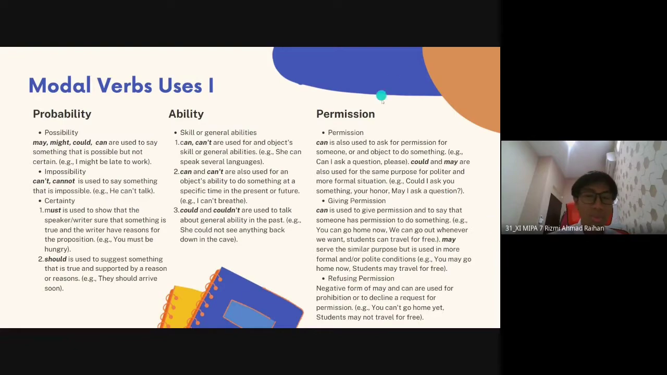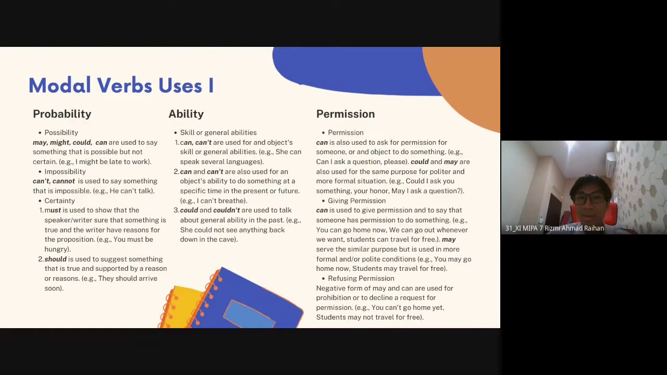So the first use of modal verbs is to express probability. Probability is divided into three uses: possibility, impossibility, and certainty. Now, to express possibility, something that is possible but not certain, we use may, might, could, and can modal verbs. To express impossibility, we use can't. Impossibility is just the opposite of possibility. And to express certainty, we use the modal verbs must and should.